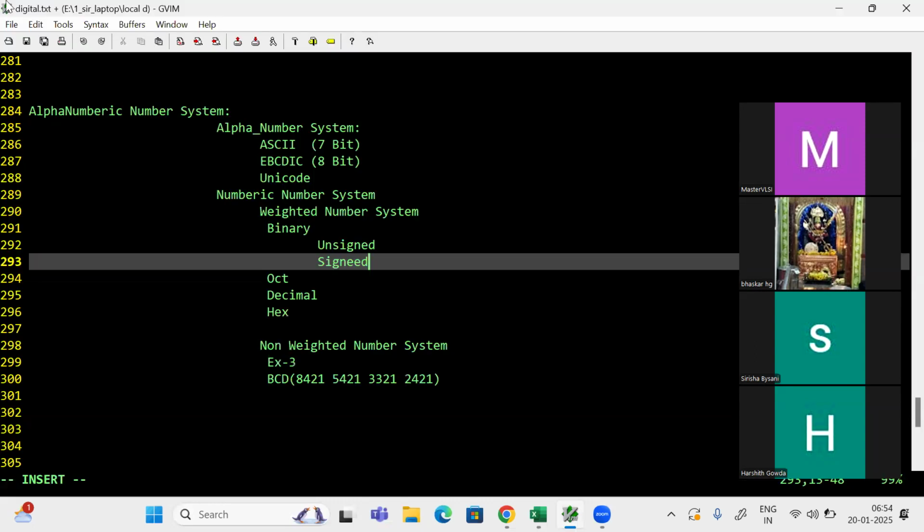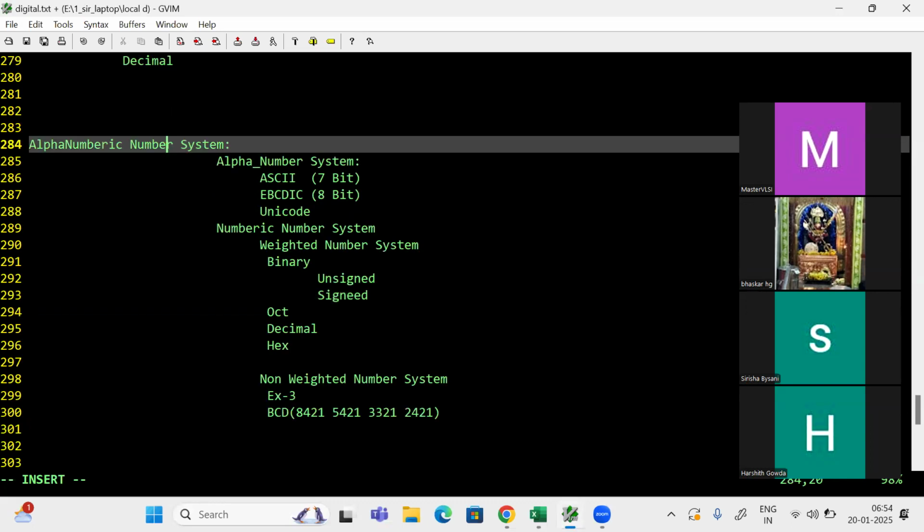So you got all the clear idea. Actually, it's not a number system, it's an alphanumeric system. Alphanumeric is one part and only numeric is another part. Alphanumeric means ASCII, EBCDIC, Unicode. They are all different types. One more is Hollerith code. Okay.